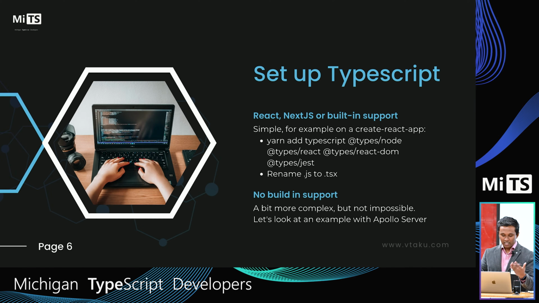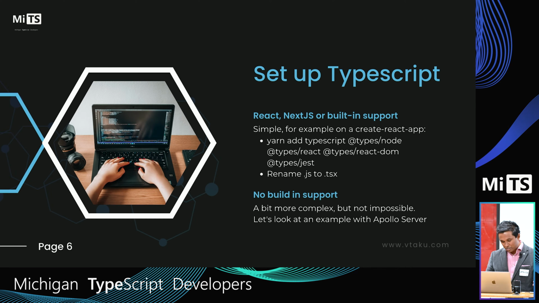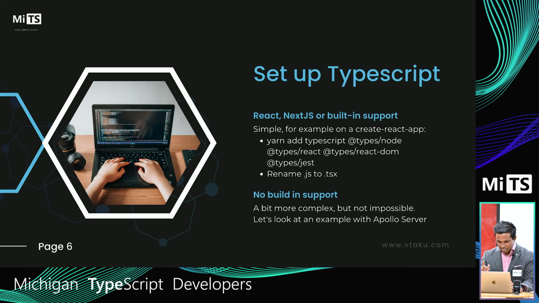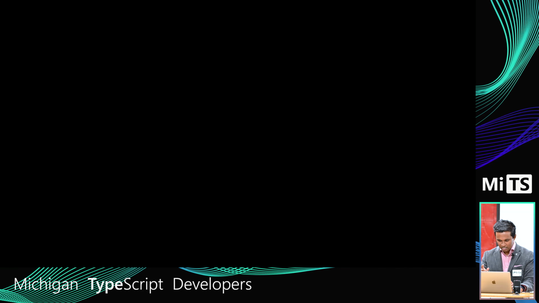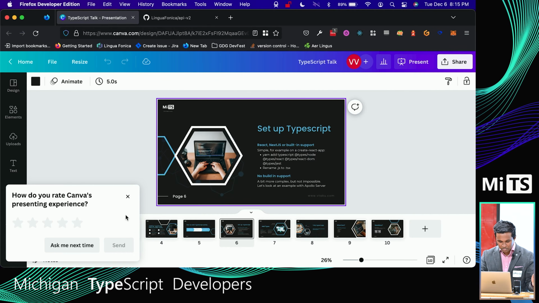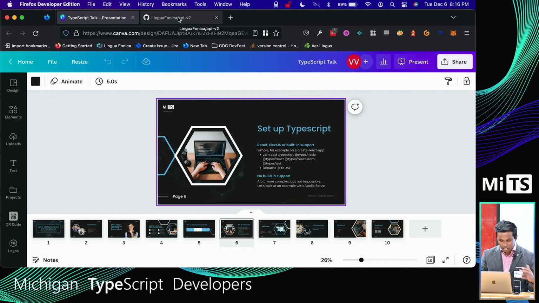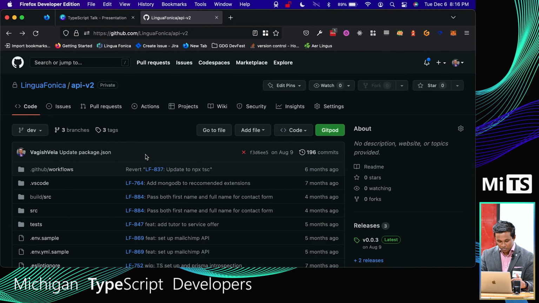If you do have something that does not have built-in support, for example, I use Apollo server a lot, which is GraphQL, and if you use Nest.js with GraphQL, it actually has it built in, so it's a bit cleaner. If not, you have to go in and set it up yourself. I'm going to show you an example of how we've done it on Apollo server before. And if you find a better way to do it, let me know.